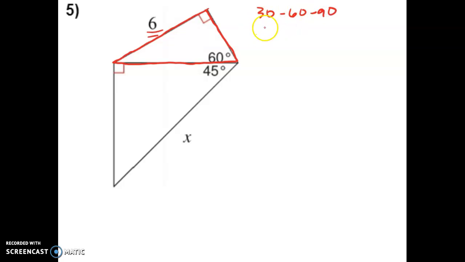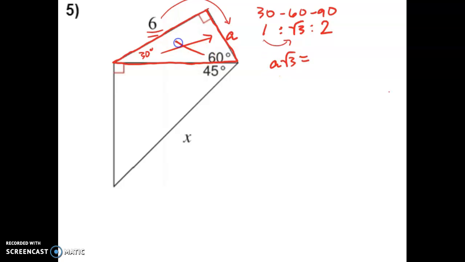And that's going to have side ratios of 1 to root 3 to 2. So here's my 30-degree angle. The side that's opposite, I got to take this 6 and figure out how do I get from a 30 to the side that's opposite. So I'm going to call this A. If I take A, multiply it by root 3, that gets me to the side that's opposite of the 60-degree angle, or in other words, 6. So for A, divided by root 3, I get 6 over root 3.